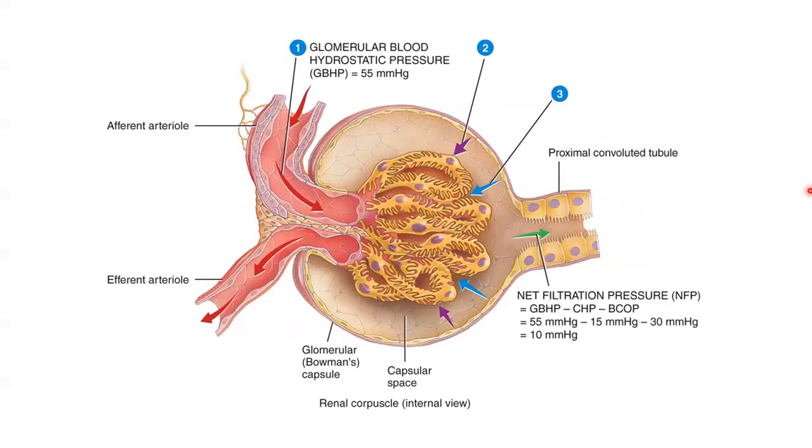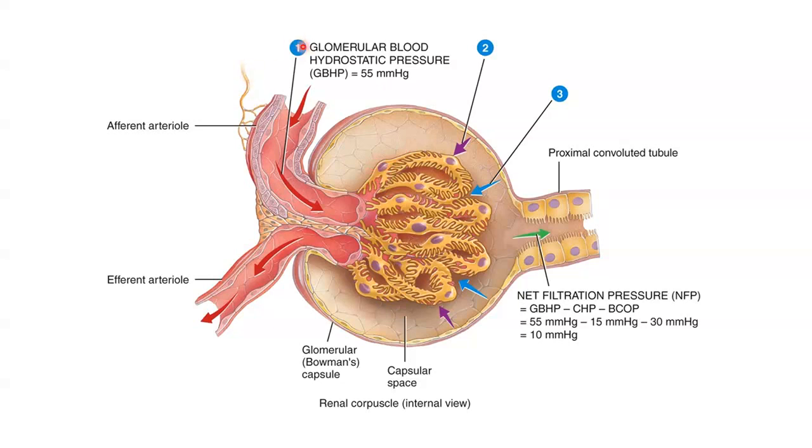Now, this process of glomerular filtration depends on three main pressures. One pressure promotes filtration, and two pressures oppose filtration. The first pressure that we have is our glomerular blood hydrostatic pressure. This is the pressure of the blood in the glomerular capillaries. Generally, this pressure is about 55 millimeters of mercury, and it promotes filtration by forcing the water and the solutes in blood plasma through this filtration membrane.